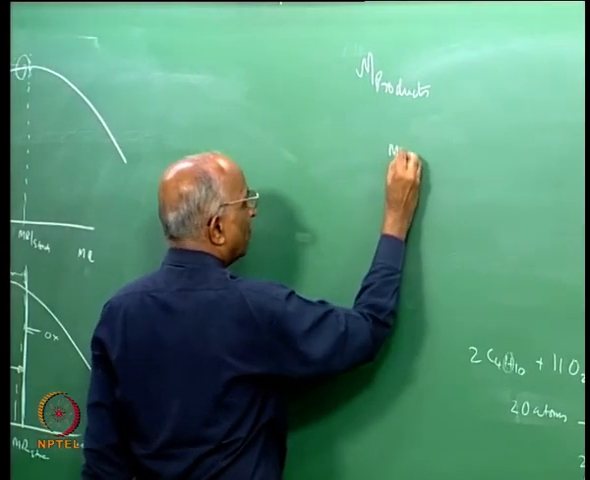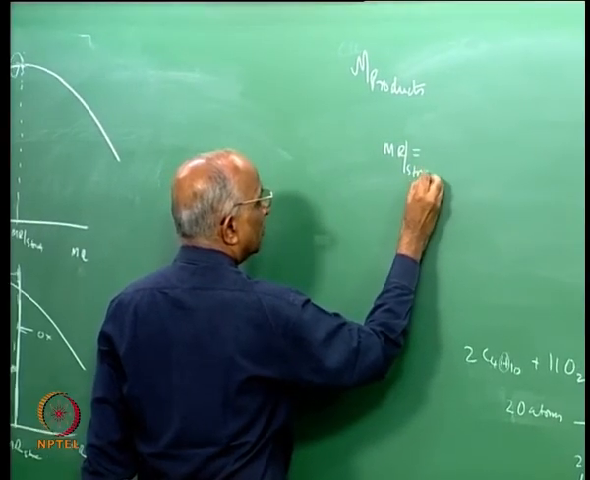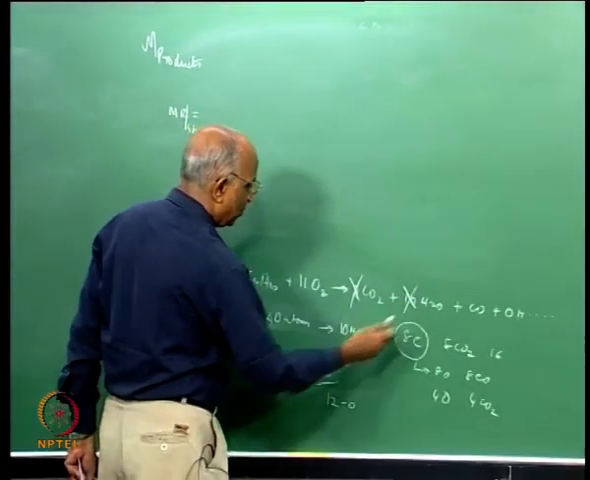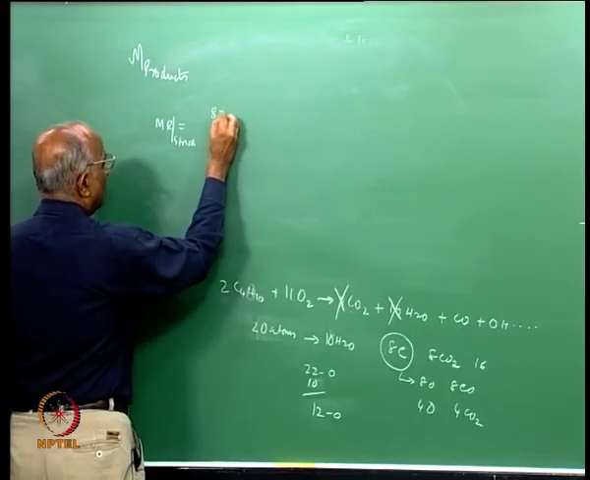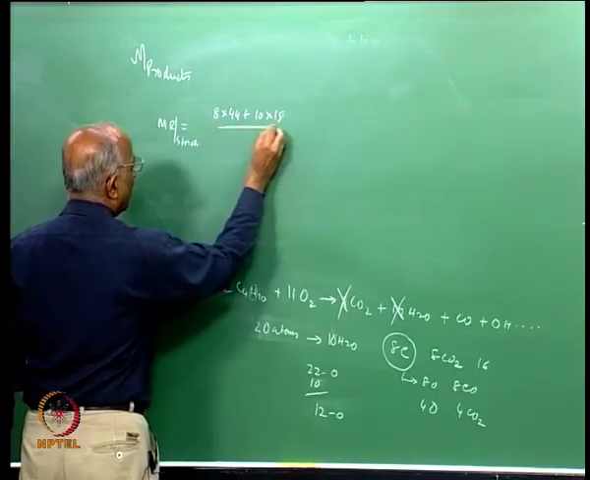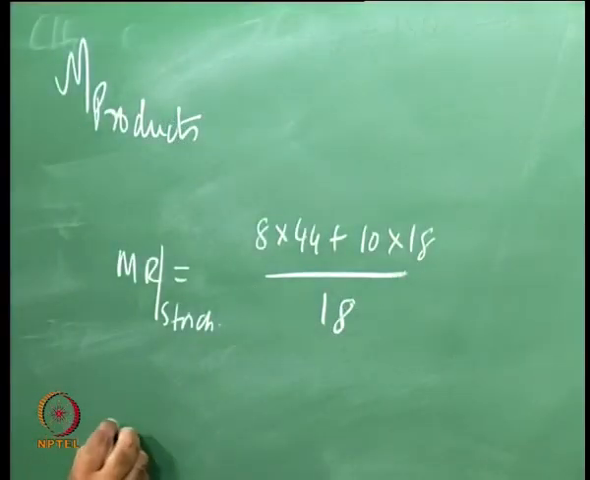If mixture ratio is equal to stoichiometry, what is it we got? We got 8 CO2 plus 10 H2O, therefore the molecular mass is equal to 8 into 44 plus 10 into 18 divided by 18.